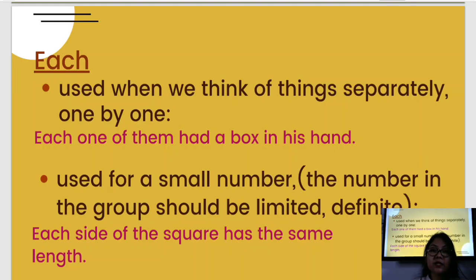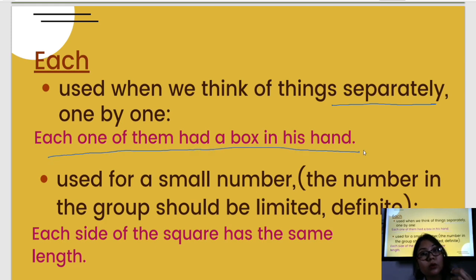Each. Let's first see the usage of each. It is used when we think of things separately, one by one. Let's have a look at one of the examples. Each one of them had a box in his hand. Each one of them, one by one. Again, it is also used for a small number. The number in the group should be limited, preferably 2. If not, it should be limited. It should be definite. Let's look at the example here. Each side of the square has the same length.